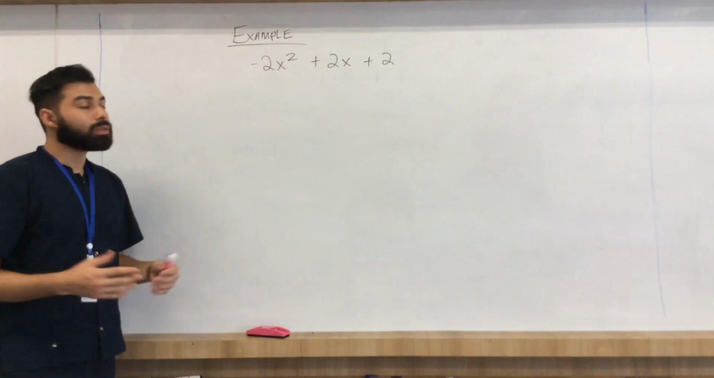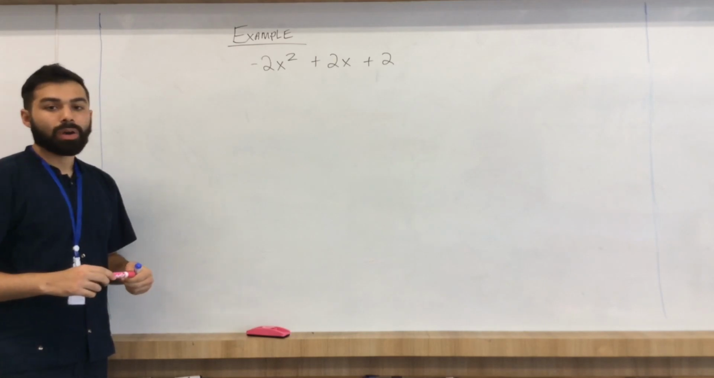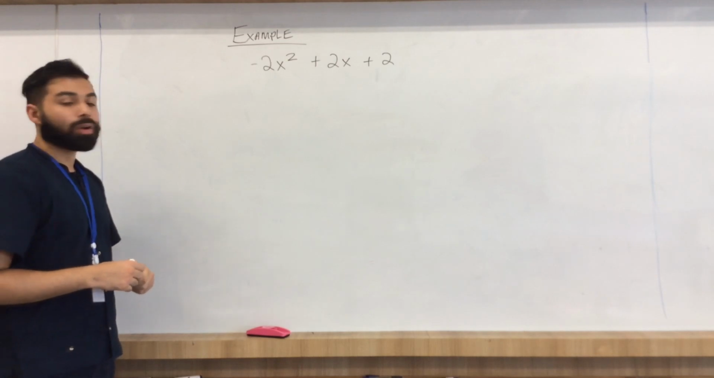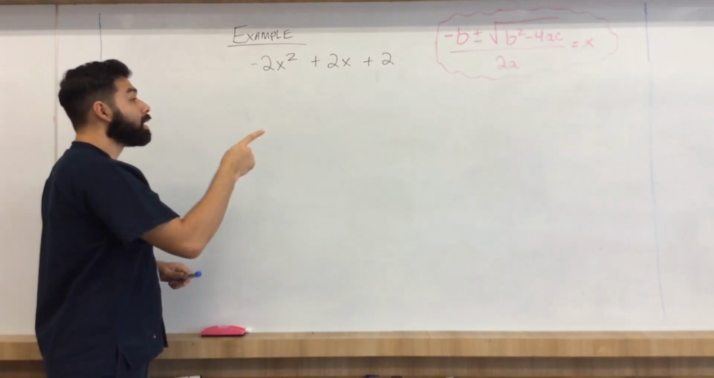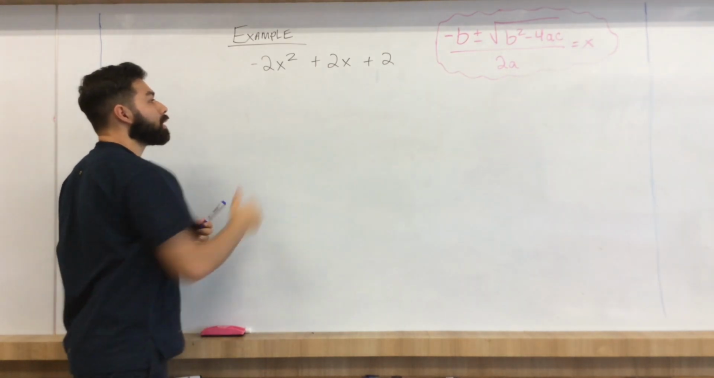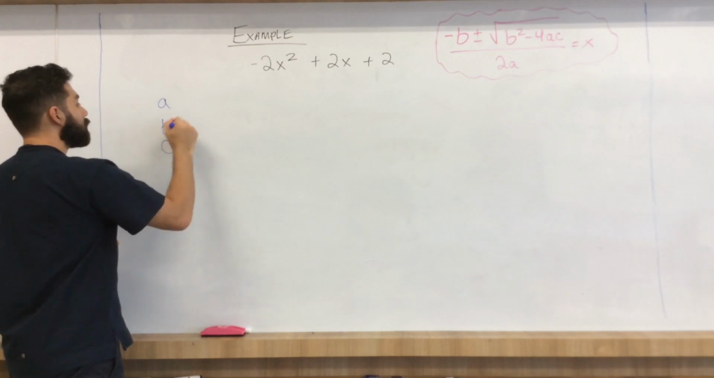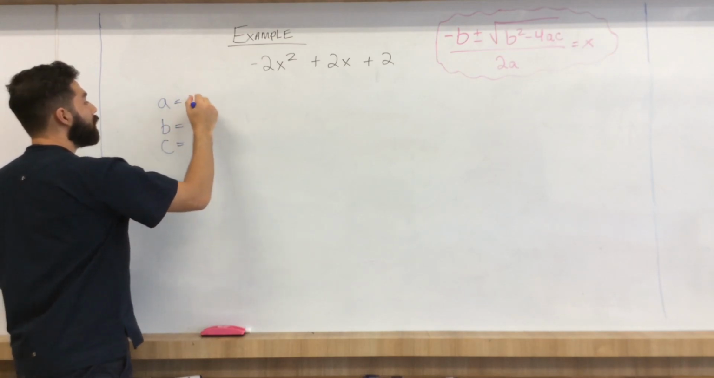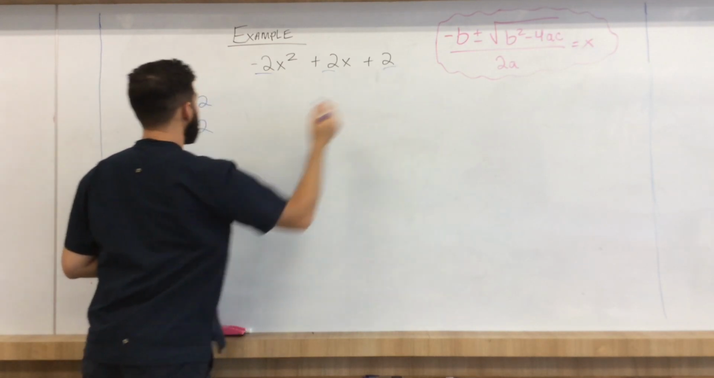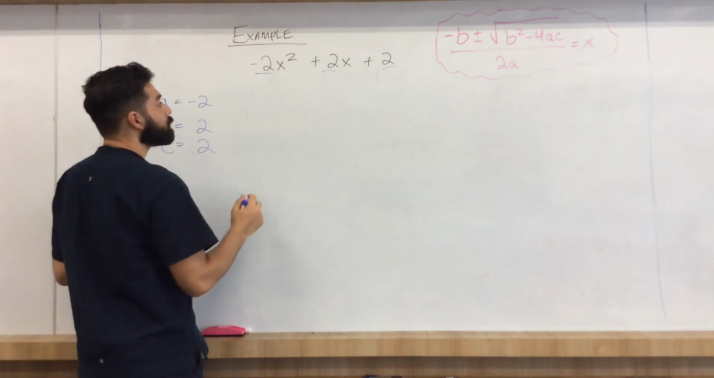We have 2 solutions. We can go ahead and find out what our 2 solutions are. So before I begin, let's go ahead and write down our quadratic formula. At this point, I have my formula ready. I've got my quadratic equation. Let's label our A, B, and C. So A would end up being negative 2, B is 2, and C is also 2.